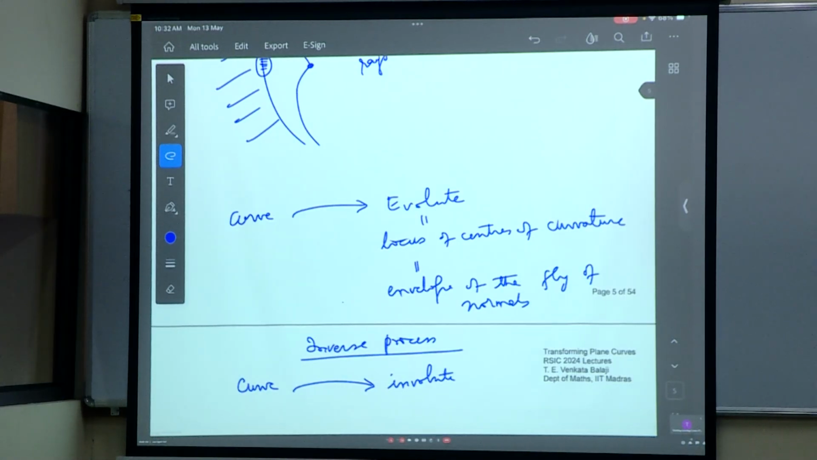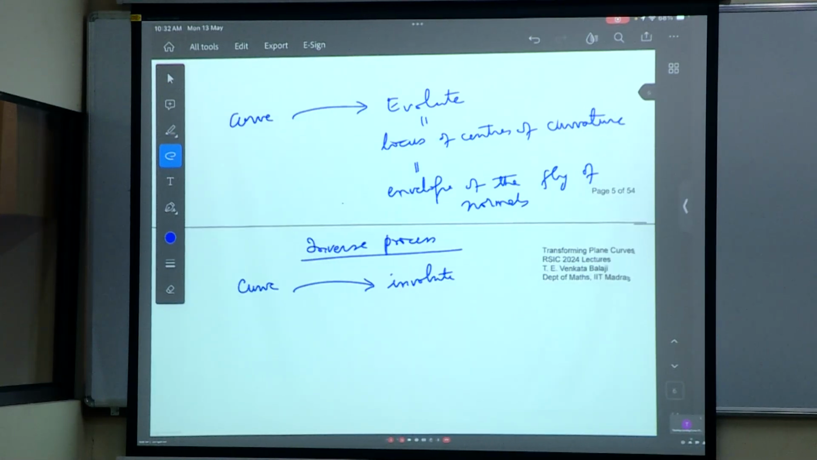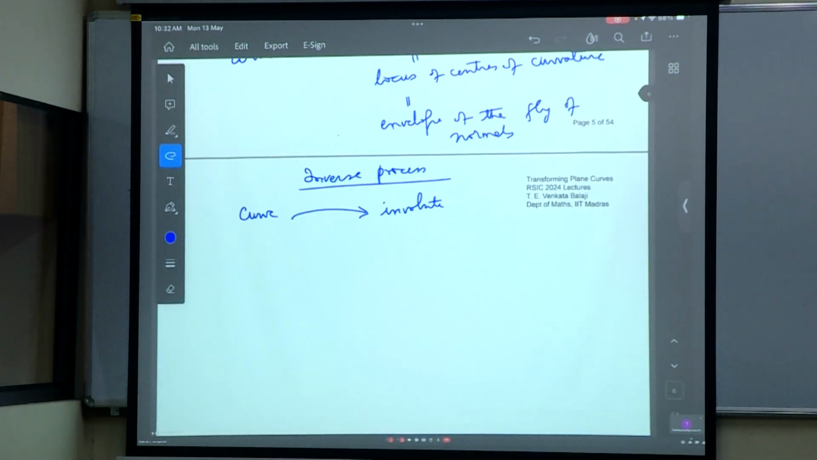You should understand these transformations are not ordinary transformations. They are kind of complicated because they involve some calculus, and you don't always get the same curve; you get a different curve. Of course, in the case of the nephroid and asteroid, you got the same symmetrical case, but otherwise you get completely different shaped curves. And there is this inverse process which is called forming the involute of a curve. So what is this involute of a curve? Let me tell you.